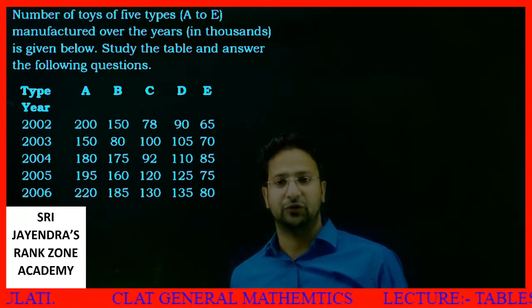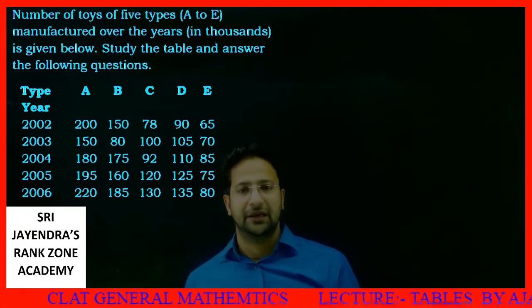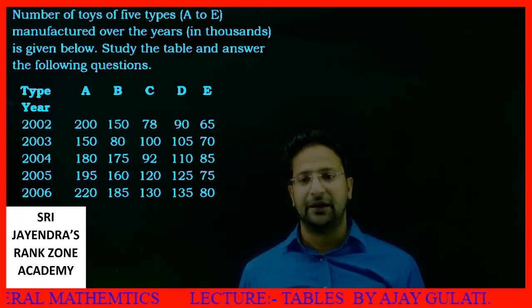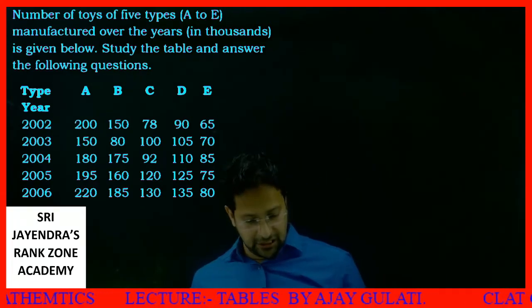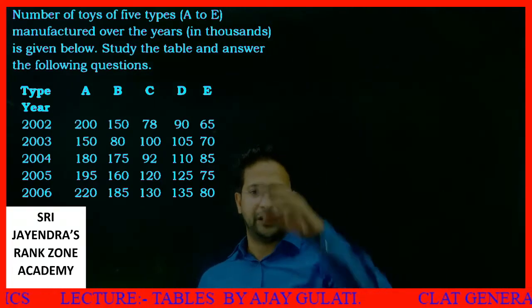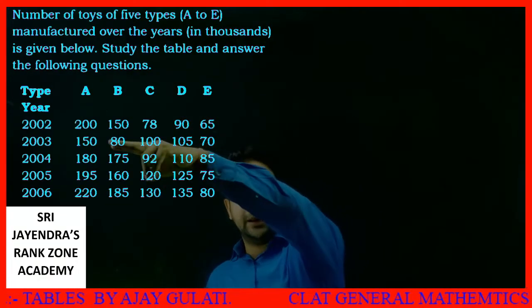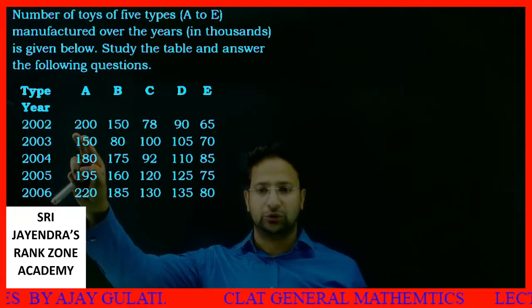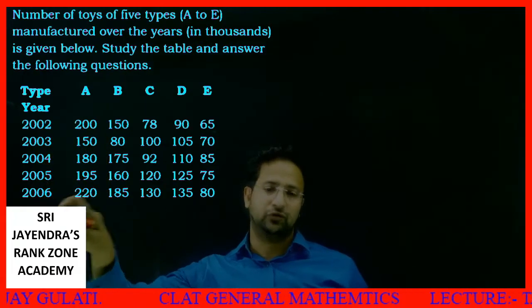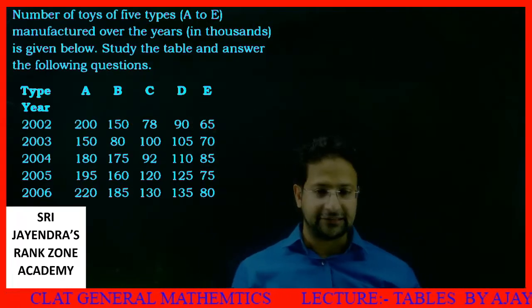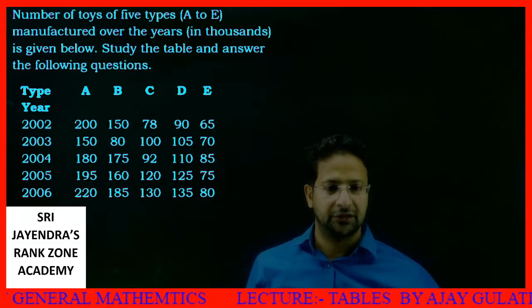Now we have the next set of questions. Number of toys of 5 types A to E manufactured over the years in thousand is given below. Study that table and answer the following questions. We are being provided 5 types of toys A, B, C, D, E, and the years 2002, 2003, 2004, 2005, 2006. These are the 5 years and these are the 5 types of toys being manufactured. Let's see the questions.